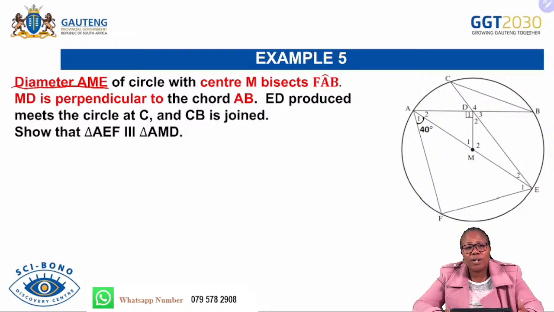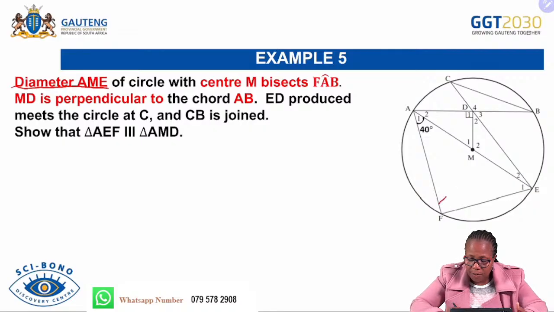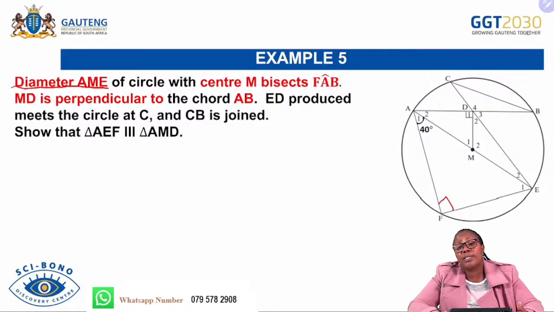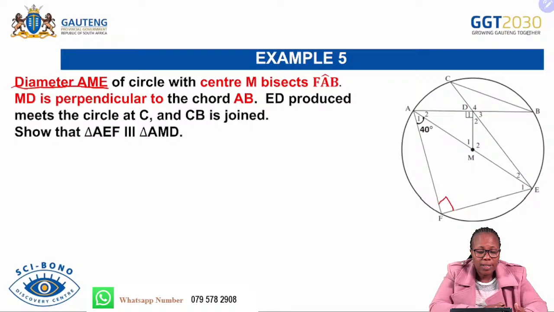We have a theorem that says that an angle subtended by a diameter is equal to 90 degrees, or an angle on a semicircle, or on a half circle, is 90 degrees. So the minute they tell us that AME is the diameter, we can conclude that this angle F is equal to 90 degrees because it is on a half circle. Okay, continue. The diameter AME of a circle with center M bisects.